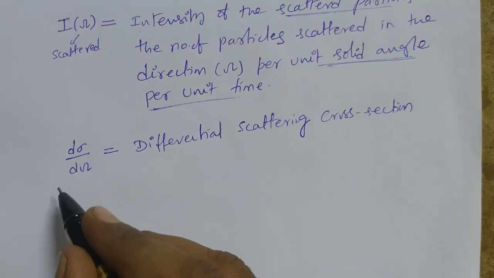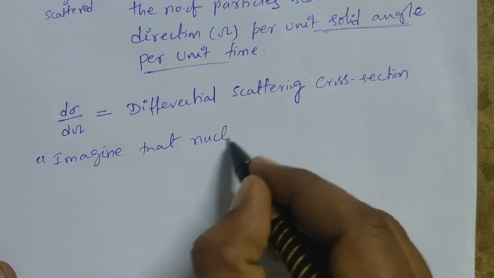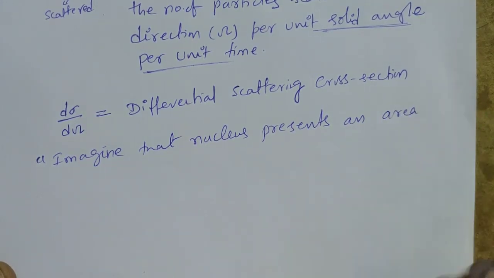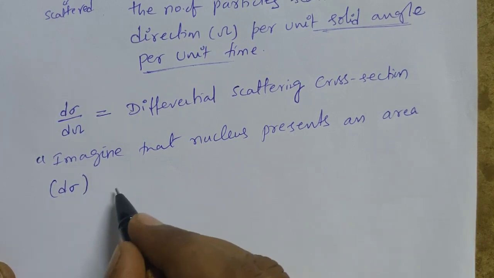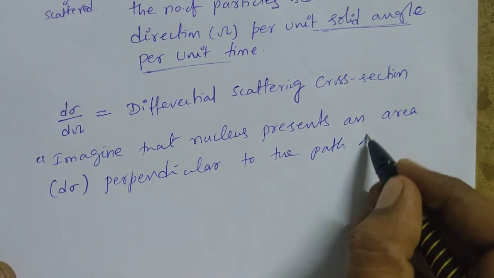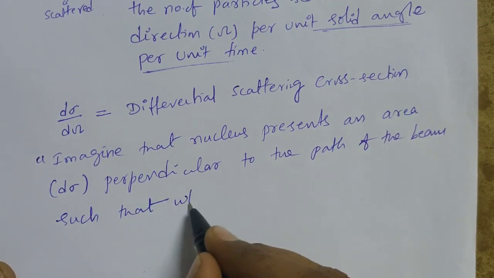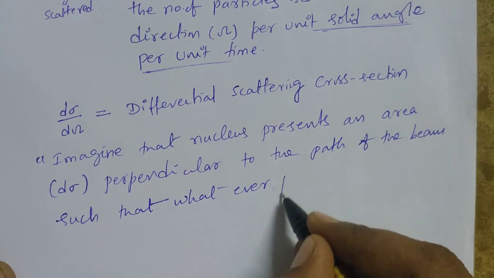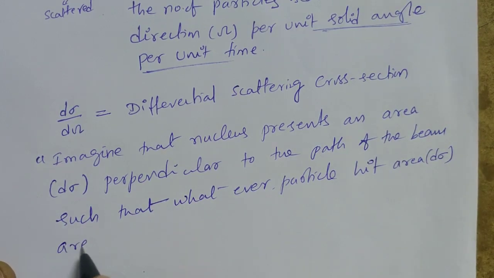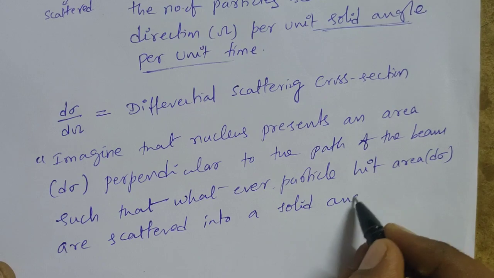That effective area is important for me, so I am writing that. Imagine that the nucleus presents an area, denote this by d sigma, perpendicular or normal to the path of the beam of alpha particles, such that whatever particles hit the area d sigma are scattered into a solid angle d omega.